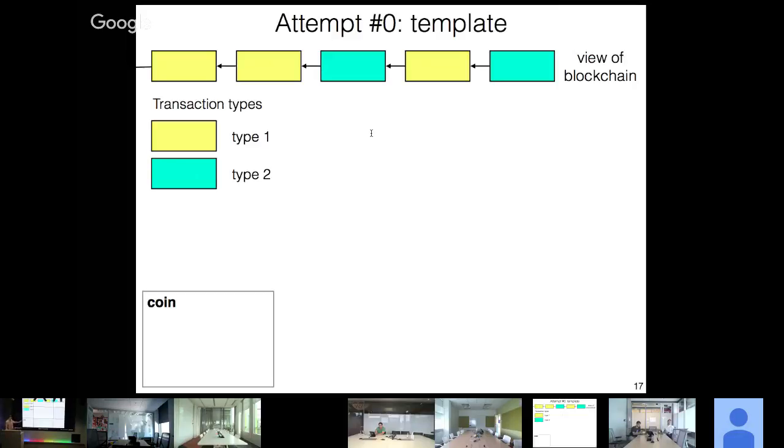So here in the bottom left, we'll be little by little building a coin data structure, just to keep track of what that means. Okay.